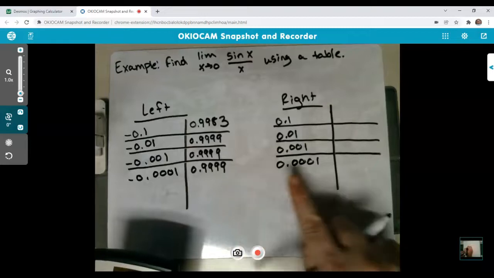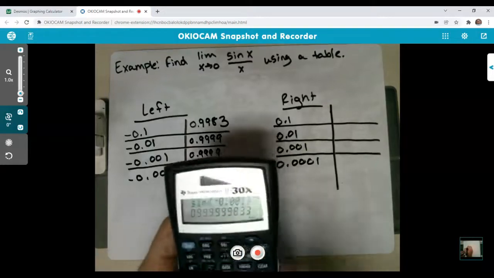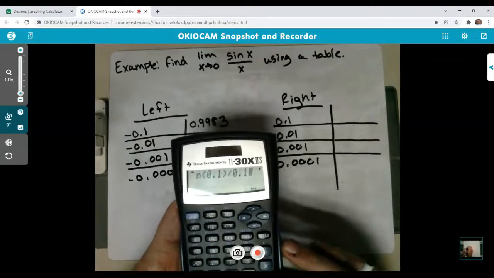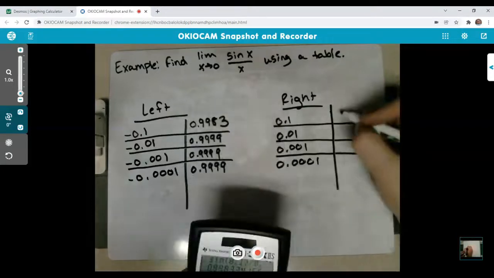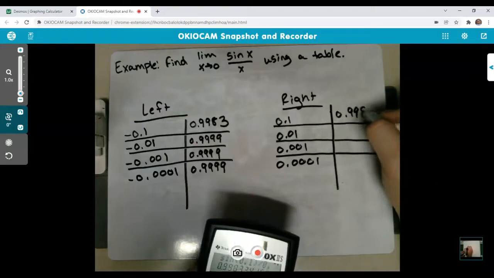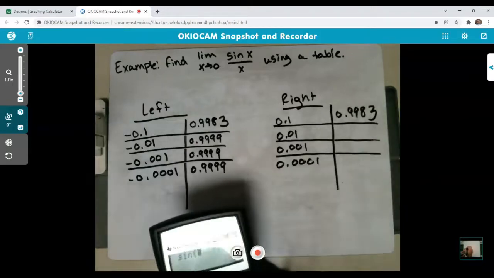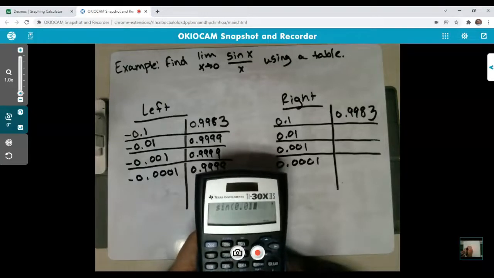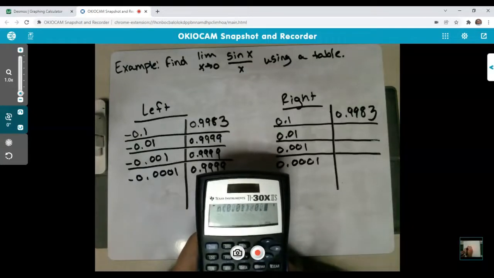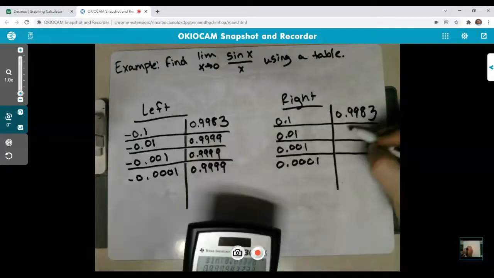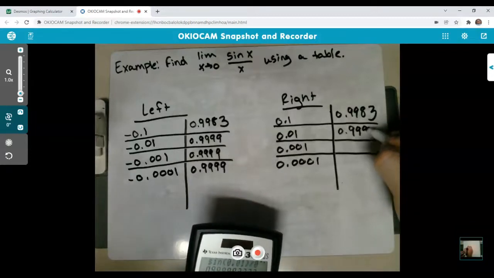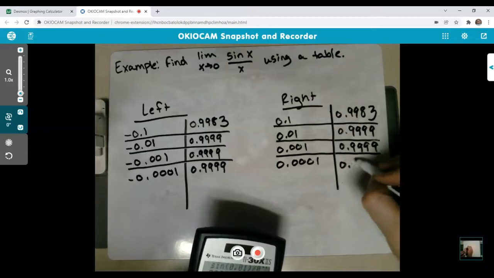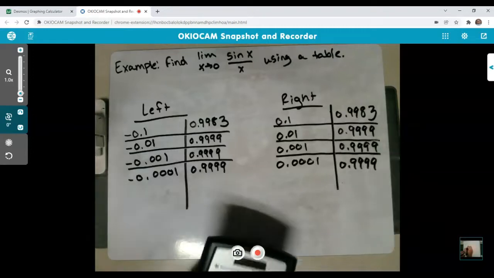Let's see what happens on the right side. So let's plug in 0.1. So sine of 0.1 divided by 0.1. Same thing, 0.9983. Plug in 0.01. Same thing as what I got on the left side. And that's actually going to happen for all of these. If you plug them in, you see I'm getting 0.99999, a bunch of nines.